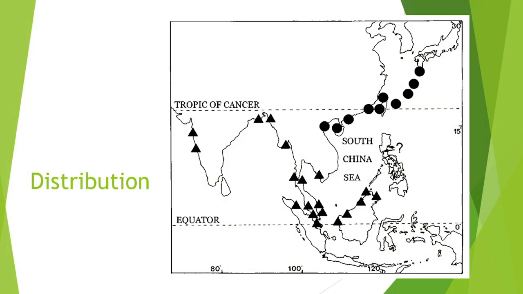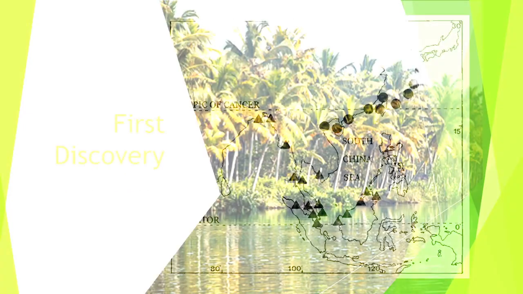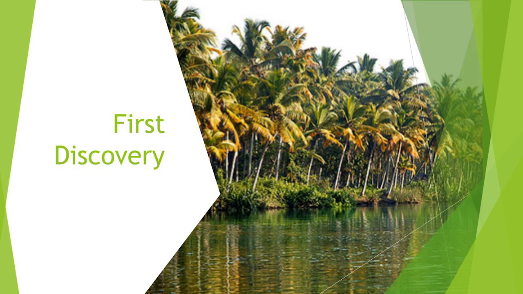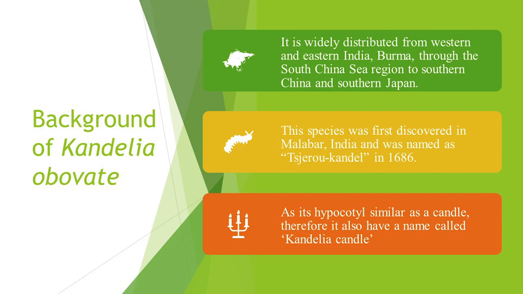It is widely distributed from western and eastern India, Burma, through the South China Sea region to southern China and southern Japan. This species was first discovered in India and was given an Indian name in 1686. Carl Linnaeus, the father of taxonomy, renamed it Rhizophora candel, as its hypocotyl is similar to a candle. However, scientists renamed this species Kandelia candel, as there is a recognition of this species' genus, Kandelia.